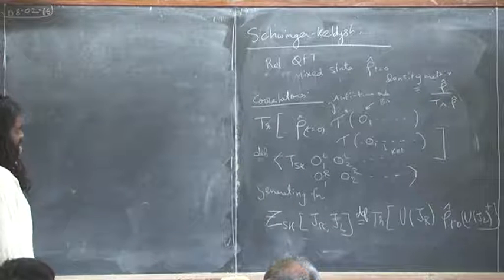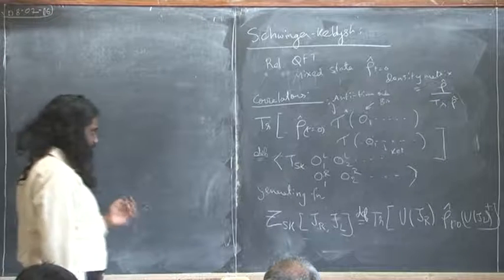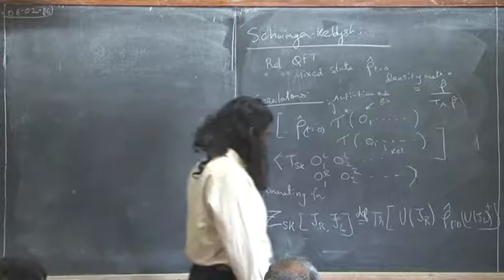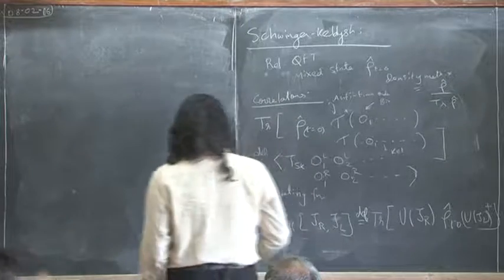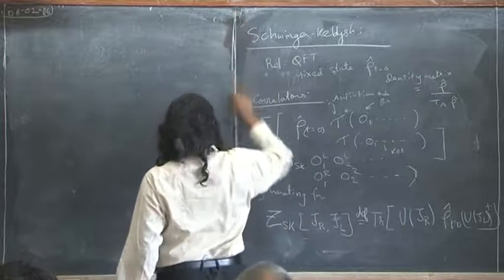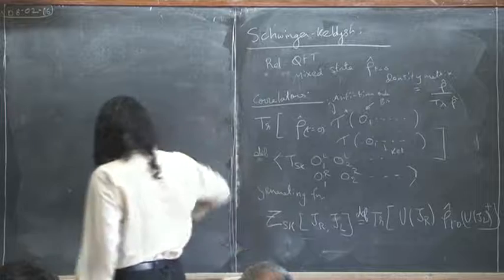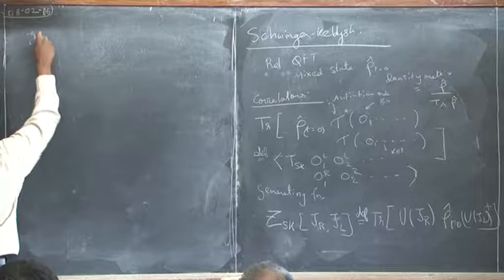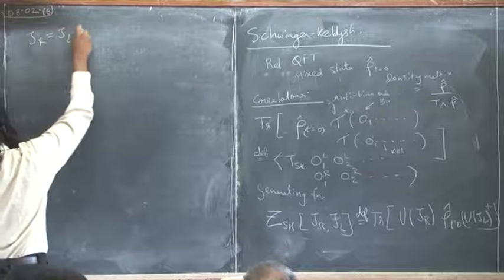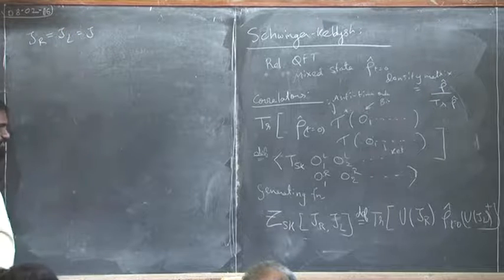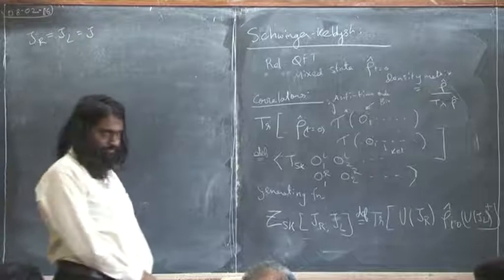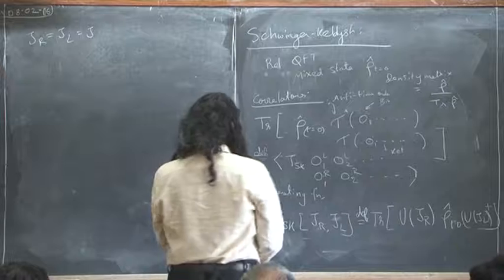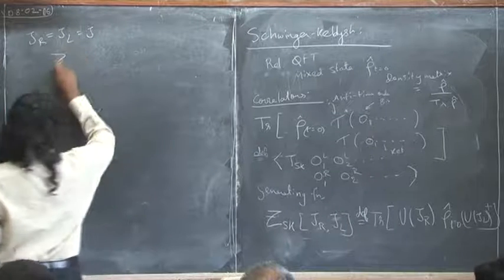Since I'm not teaching a course on Schwinger-Keldysh, I'm not going to do it, but it's all done, and you can just do it. So let me just say something interesting about this path integral. Something interesting happens if you align these forces. Let's say you set J_R equal to J_L equal to J.